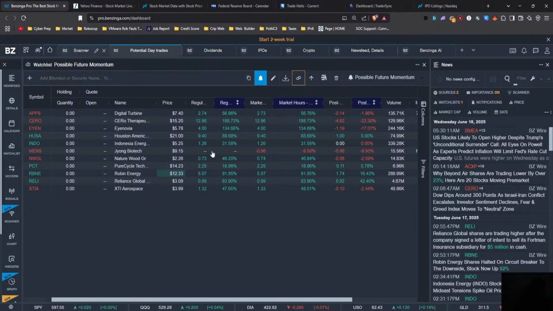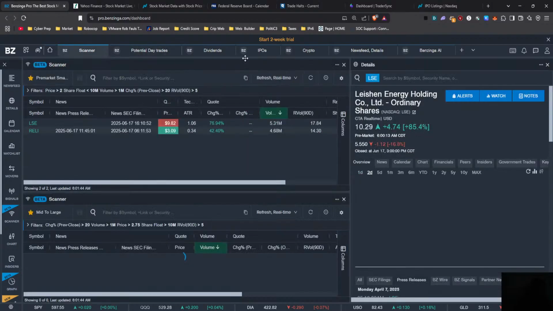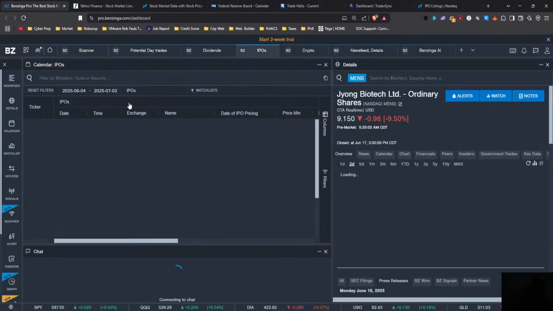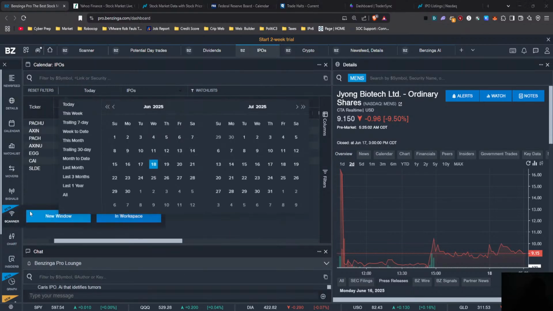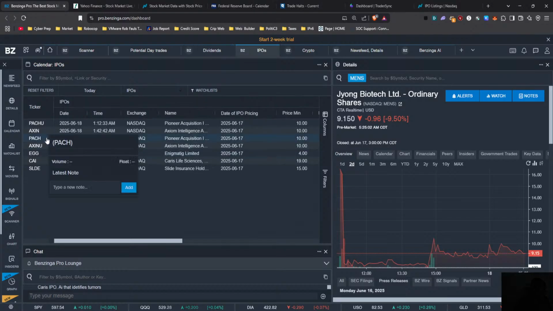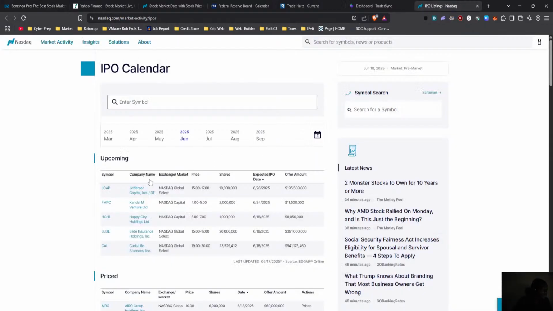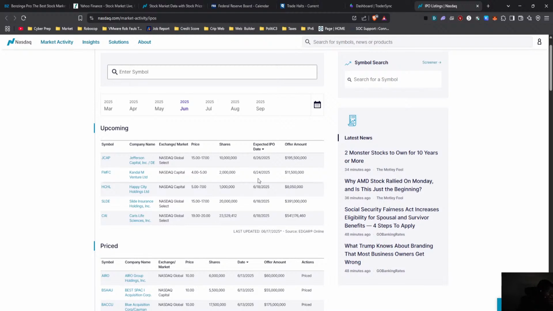So let's pop back over to the scanner real quick. And actually, before we go back over there, I want to check out whether there are any IPOs for today too. All right, let's see. All this is happening today. So we got 1, 2, 3, 4, 5, 6, 7 IPOs today. Is that right? Let me go out here and look. I only see 1, 2, 3 IPOs.